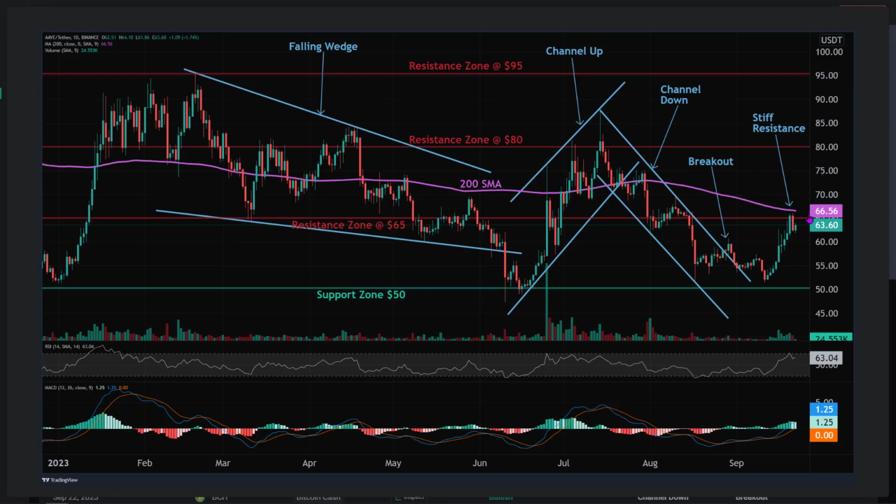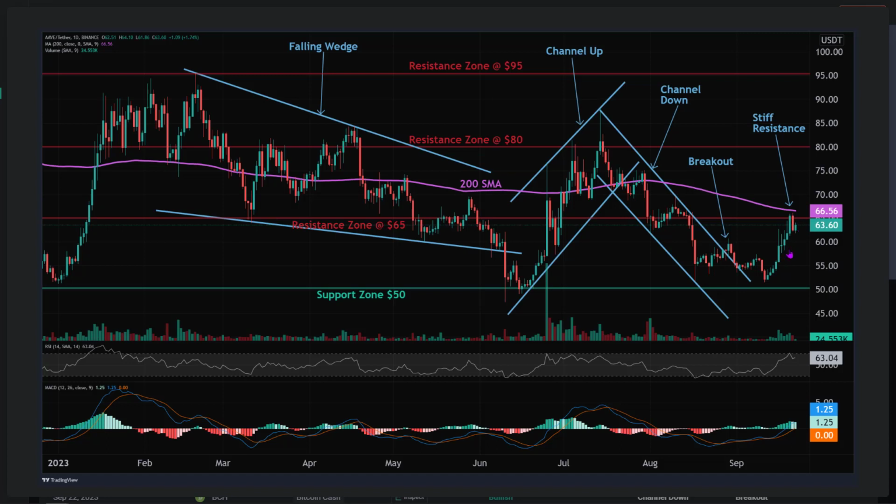Now it's reached a very stiff resistance area that consists of both our horizontal resistance area of $65, more or less, and also the 200-day moving average in purple, which also acts as a resistance area when the price is approaching it from below. So when those two things line up, the 200-day moving average and a horizontal resistance area, that creates a stiff resistance.